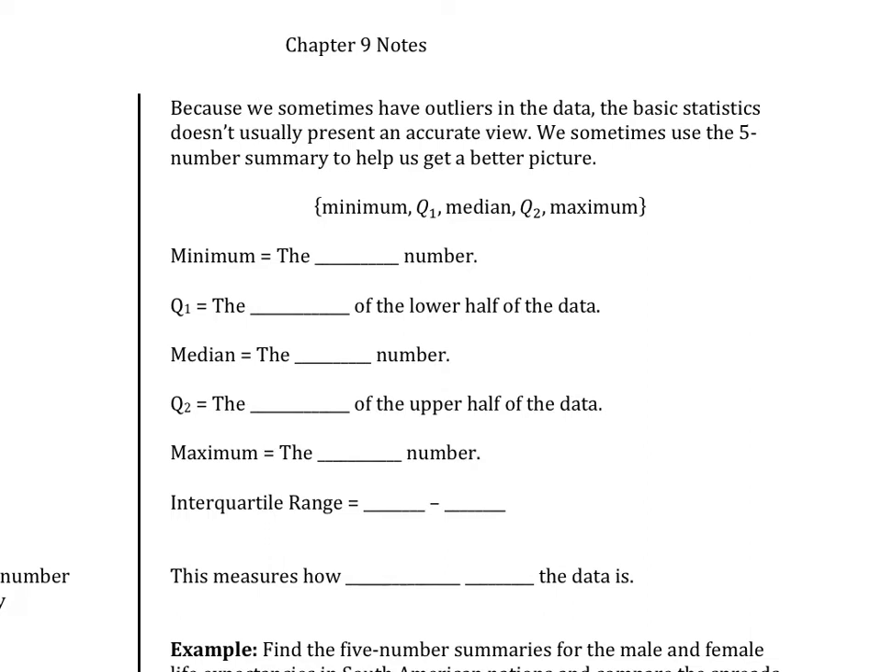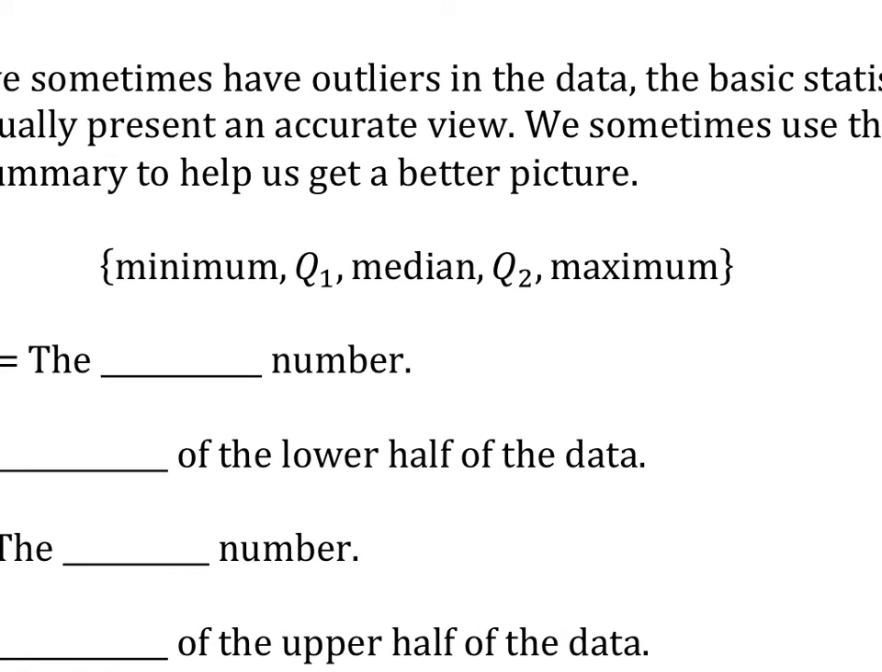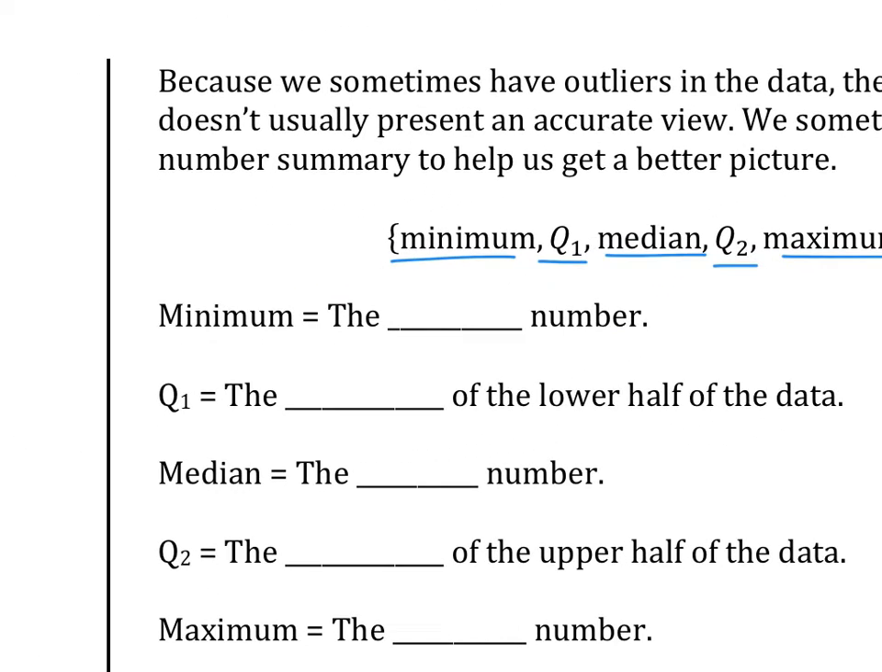Now, there are other ways to look at data, and this is another way. This is called a 5-number summary. What it does is summarize the data in 5 numbers: minimum, Q1, median, Q3, and maximum. All right, minimum, obviously the lowest number.